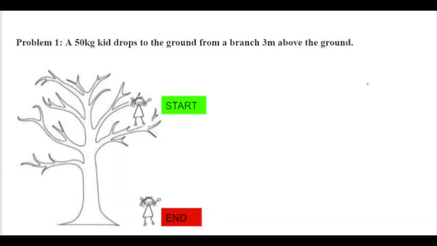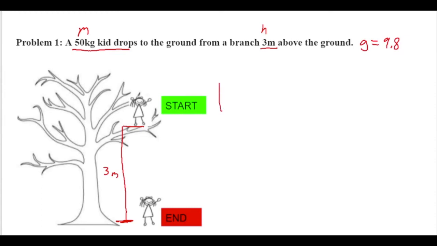Alrighty guys, we're going to go ahead and solve this problem right here. So it says a 50 kilogram kid drops to the ground from a branch 3 meters above the ground. So here they are, right? And there is a height of 3 meters from the top of this branch to the ground down here. And we know that their mass is 50 kilograms. We know the height is 3 meters. And this is on Earth, so we can see that gravity is 9.8. So first thing we want to do is draw our energy bins.